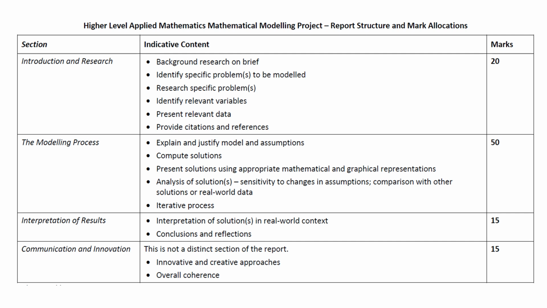And we can see that there are really 3 sections within the report. And then there's this last piece, the communication and innovation, that's not a distinct section of the report. So 20 marks are going for the introduction and research, 50 for the modeling project or the modeling process, 15 for the interpretation, and then this extra 15 that's not a distinct section. So let's work through this section by section. Let me give you some tips and just talk about how to work with each section.